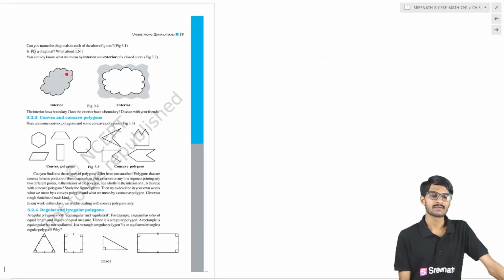And one more thing is, if you have a closed curve, we have to know what interior and exterior mean. If you have a closed curve, the part which is inside the boundary of the curve is the interior. The part which is outside the boundary of the curve is called the exterior. Okay, students. So next is convex and concave polygons. These are the convex polygons, and these are the concave polygons.